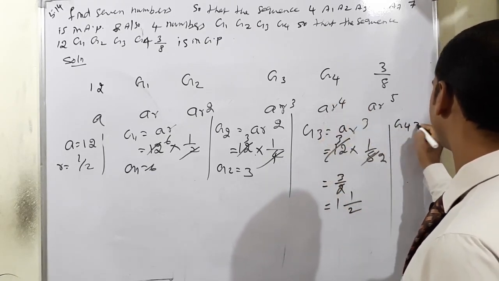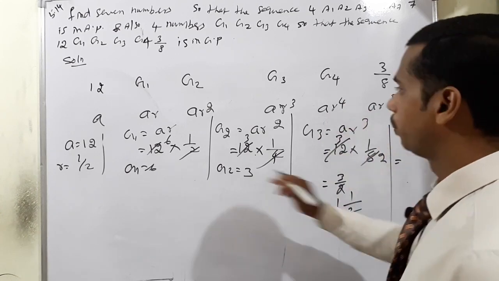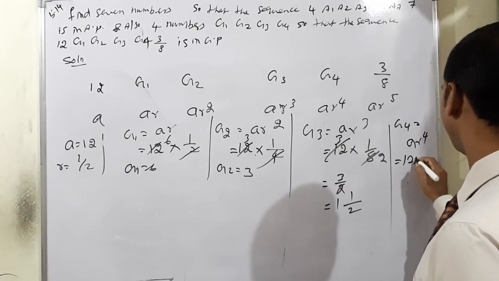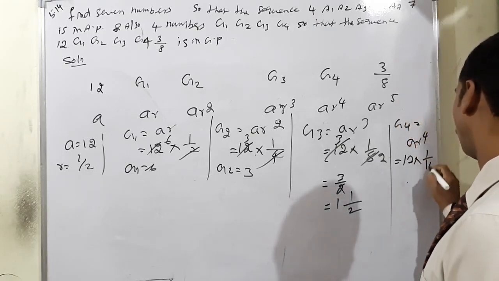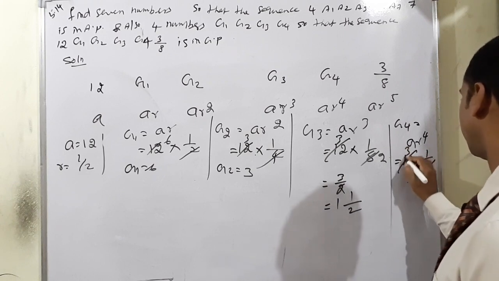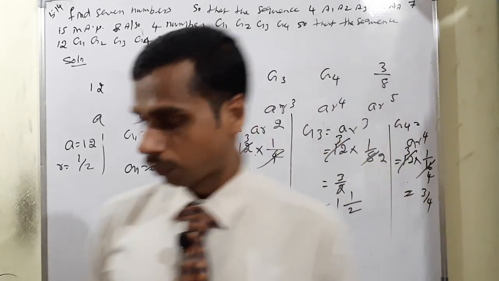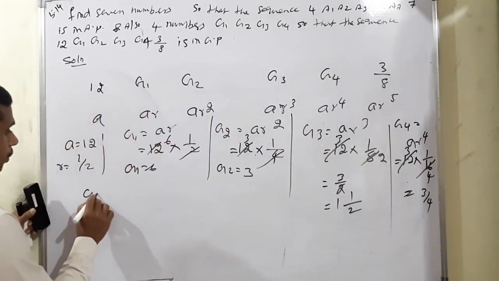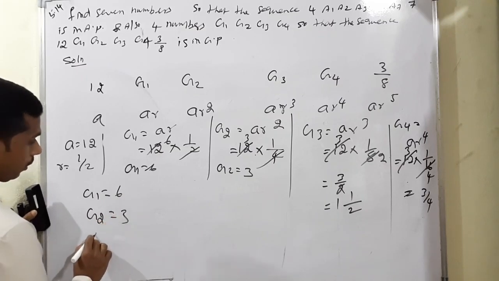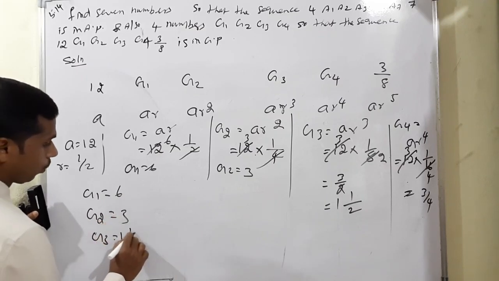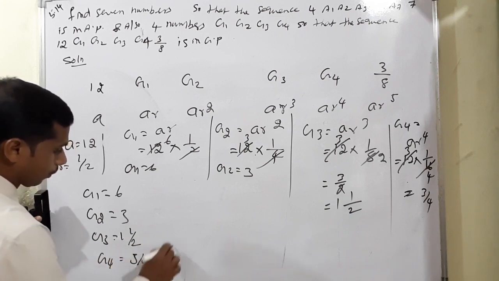G4 means, what is the meaning? G4 is A r power 4, so A is equal to 12 into r power 4 means 1 by 2 the whole power 4, we can write 1 by 16. Therefore, 12 and 16, 3 and 4. Answer 3 by 4. Therefore, G1 is equal to 6, G2 is equal to 3, then G3 is equal to 1 by 2, then G4 is equal to 3 by 4.